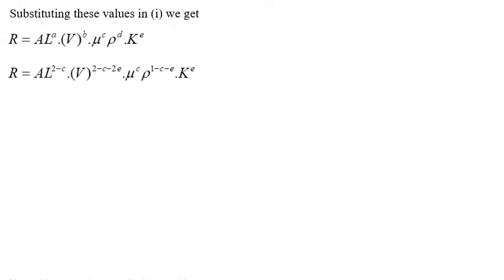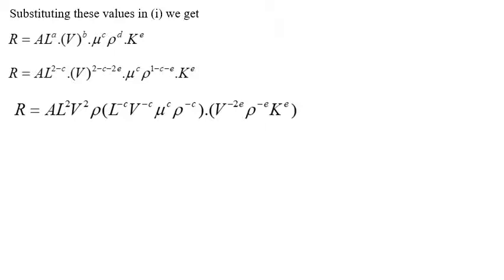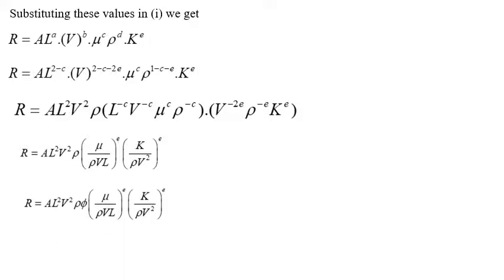Now substituting these values in equation number 1. So this is equation number 1. Now substitute the values of these arbitrary powers of a, b, c, d and e. After substituting this, it gets simplified here, and finally we will get the answer. R is equal to a constant into L square V square rho. Then it is a function of what? The mu by rho V L as well as the function of K by rho V square. So this is the solution for this numerical.